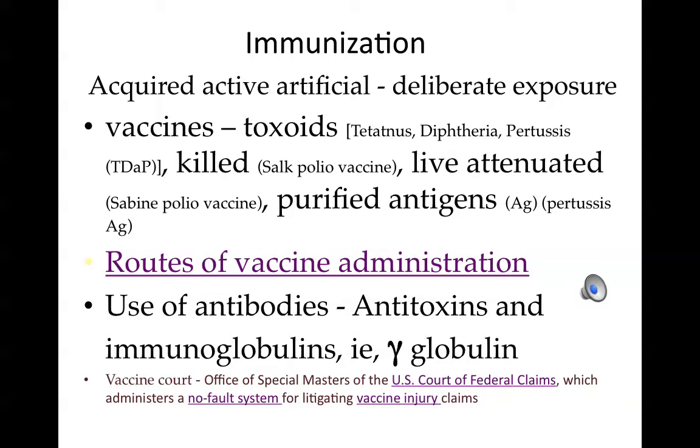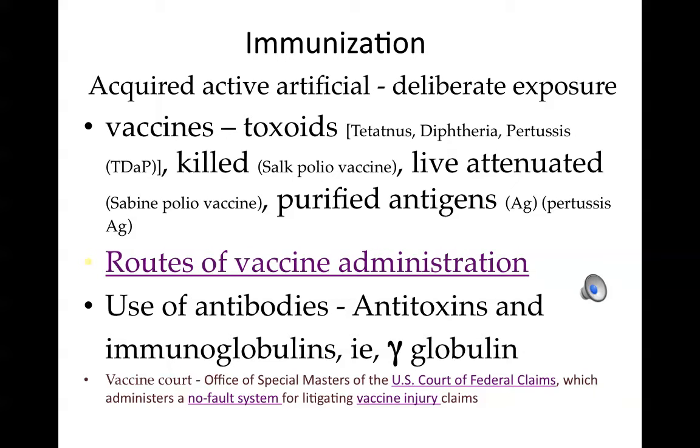We can have live attenuated or weakened vaccines, like the Sabin polio vaccine, which is an oral vaccine. We can have purified antigens, like the pertussis fraction that's now in the DPA. We have routes of administration that differ from intramuscular to subcutaneous. Now we have various uses of passive immunity in terms of antibodies, such as antitoxins and gamma globulin.